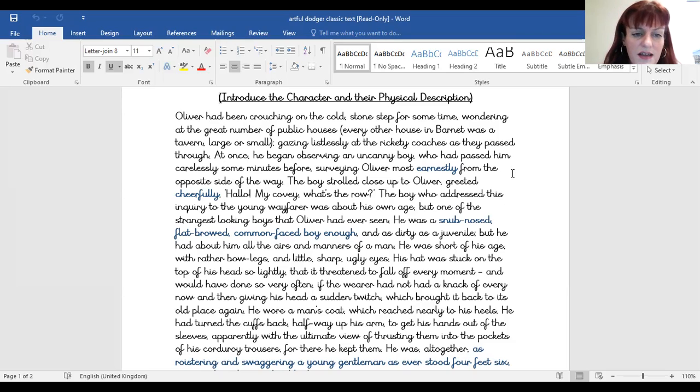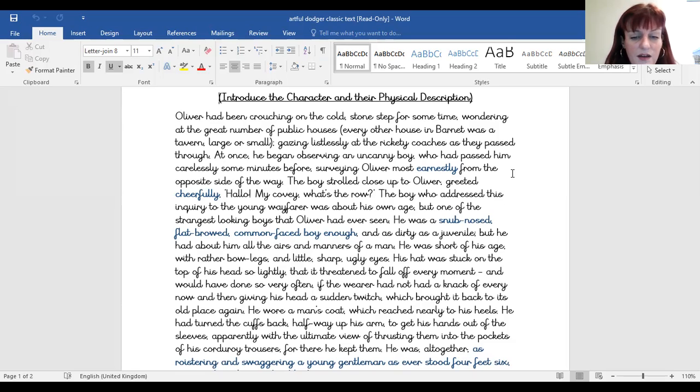The boy who addressed this inquiry to the young wayfarer was about his own age, but one of the strangest looking boys that Oliver had ever seen. He was snub-nosed, flat-browed, common-faced boy enough, and as dirty as a juvenile, but he had about him all the airs and manners of a man. He was short of his age, with rather bow legs and little, sharp, ugly eyes. His hat was stuck on top of his head so lightly that it threatened to fall off every moment, and would have done so very often if the wearer had not had the knack of every now and then giving his head a sudden twitch which brought it back to its old place again.